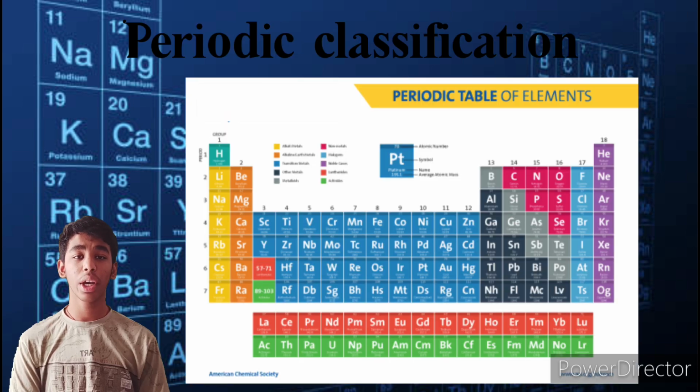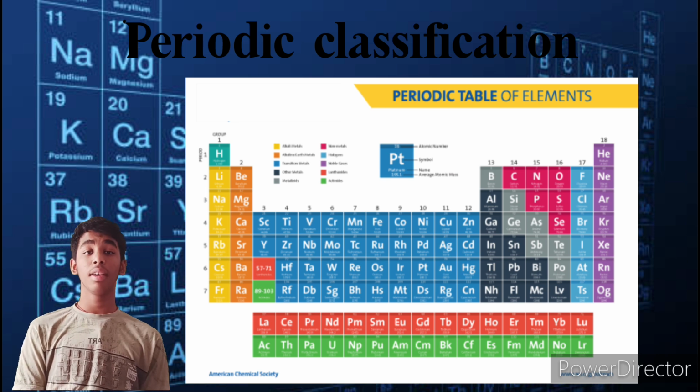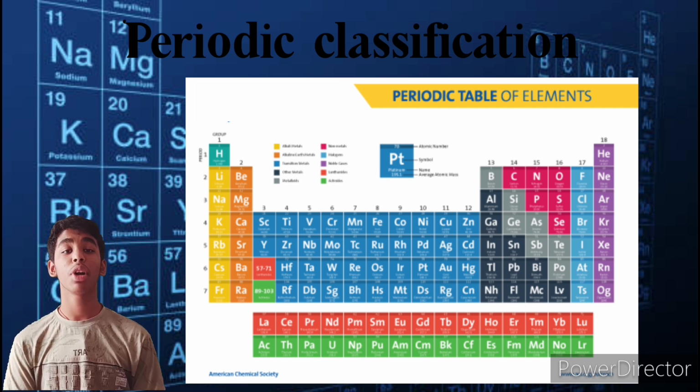In today's video, we are going to discuss the periodic table or the periodic classification. We are going to study the modern periodic table. There is a modern periodic law which states that the physical and chemical properties of an element are the periodic function of their atomic number.